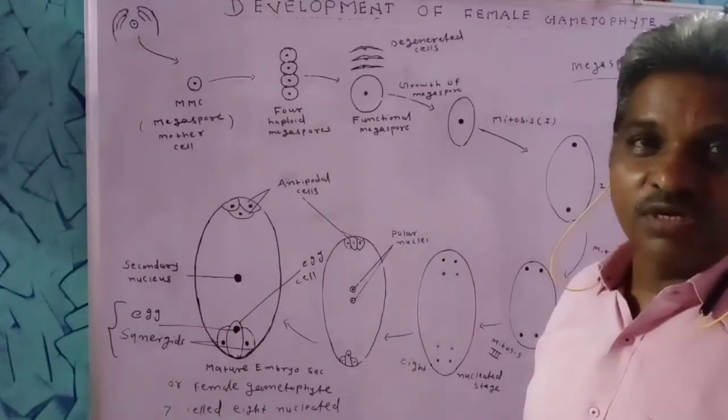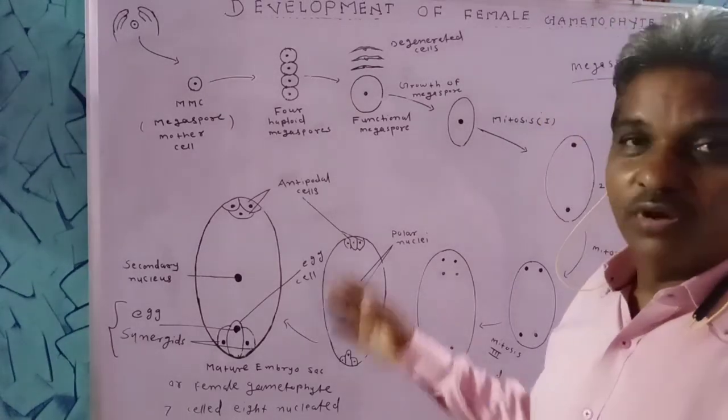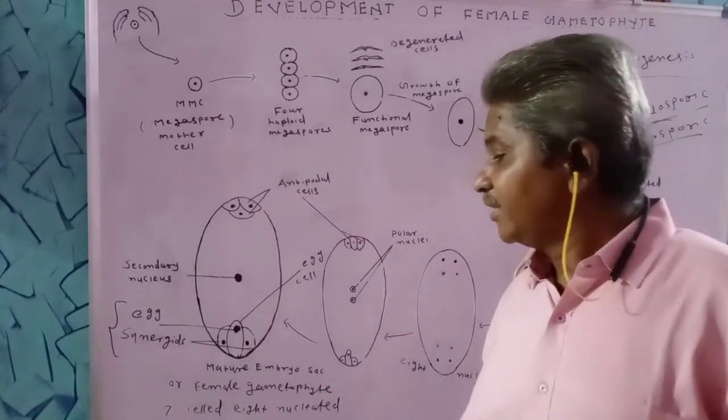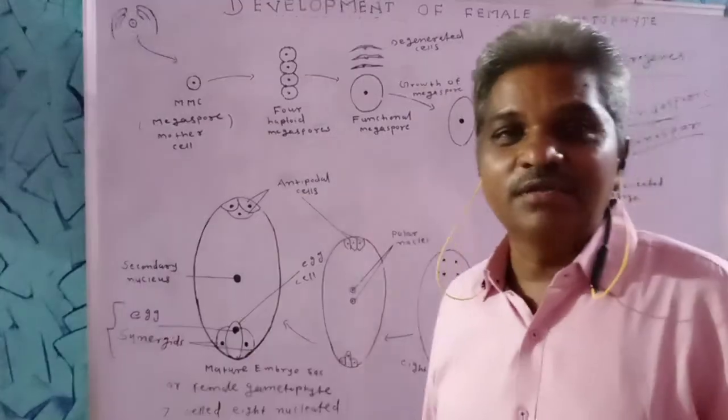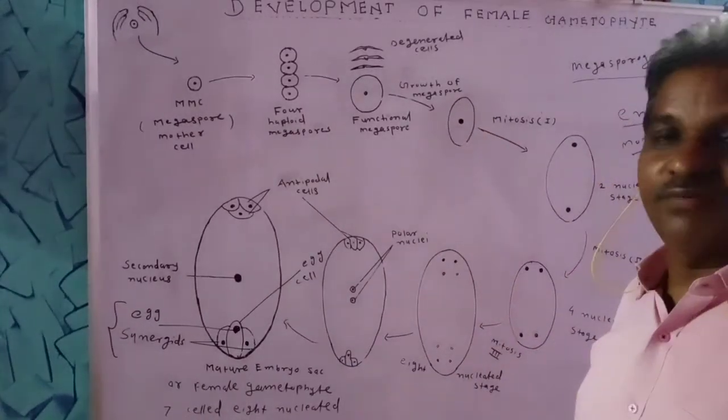So how is the embryo sac 7-celled? Because the megaspore is 1 cell, and in that megaspore there are 6 cells, that is 3 antipodal cells and 3 egg apparatus cells. So 6 plus 1, that is 7 cells.